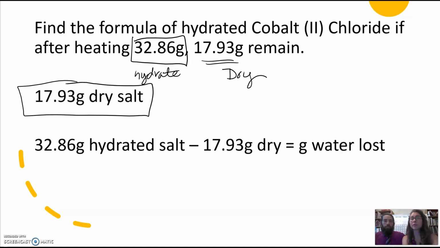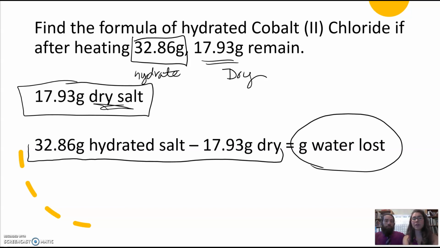So we need to start with, so we know we have this many grams of dry salt. That's really important, and this is often an issue that people have. They don't really know which one to convert into their salt moles, and that's the dry salt. You need to use that. And then we also have a subtraction. So if we subtract the dry from the hydrated, we get the grams of water lost. If we have grams of the salt and grams of the water, we can convert to moles and divide by the smallest one, to get our mole-mole ratio.